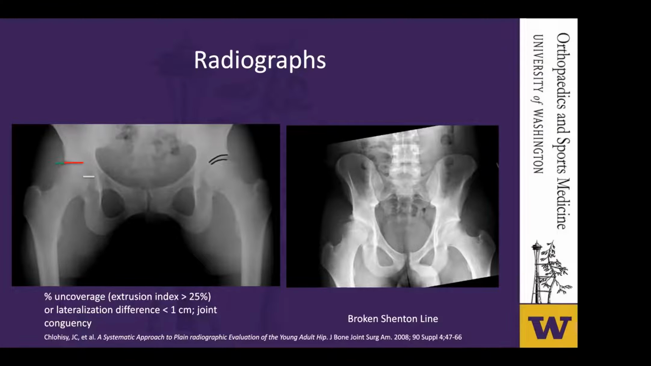The femoral head can be lateralized as measured by this white line, or start to become incongruent as seen in the left hip. Severely dysplastic hips may additionally have a broken Shenton's line, as similarly seen in our infant with a dislocated hip.